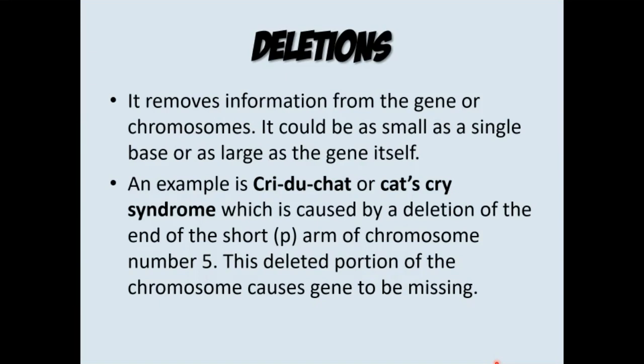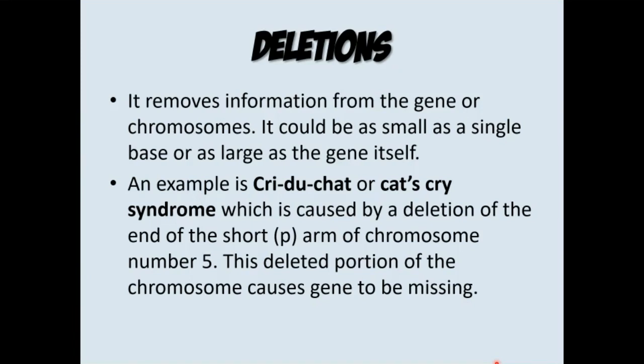So, next naman po is yung deletion. In deletion, it removes information from the gene or chromosomes. It could be as small as a single base or as large as the gene itself. Example nito is yung Cri-du-chat or cat's cry syndrome, which is caused by a deletion of the end of the short or yung p-arm of chromosome number 5. This deleted portion of the chromosome causes genes to be missing.